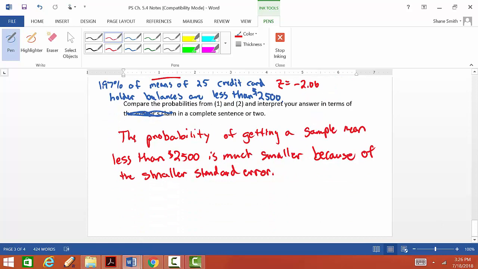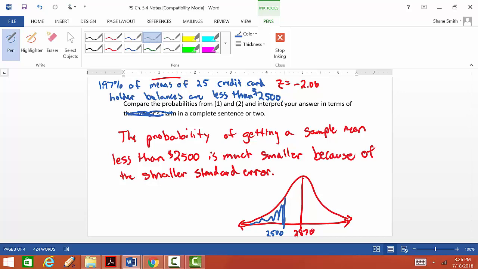And to give you an illustration of this, let me draw this the best I can here. Let's say this is my credit card balances. The mean is 2,870. I want to find the probability of balances less than 2,500. Well, that's about a third of the area under the curve. But if I'm looking at the distribution of the means, my distribution is much skinnier. And now I'm looking at this area here.